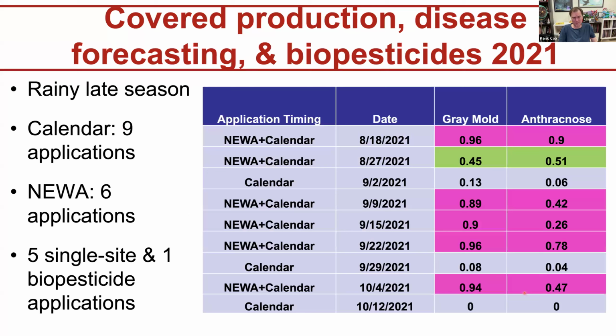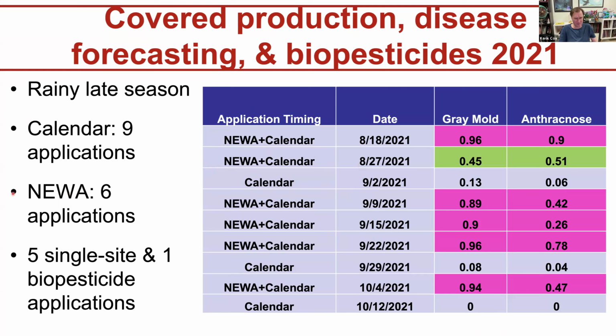So we'll show a couple years of data. We started this in 2021, sort of our application timing. We start the experiment late because my job is really apples, but we are interested in berries as well. So we're running it for about 8, or I guess it looks like 9 weeks in this particular trial, and going every week with a calendar application.